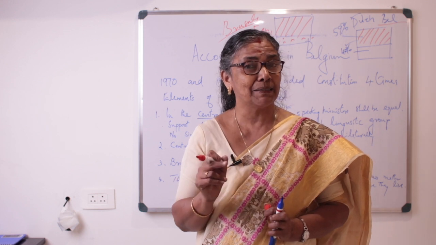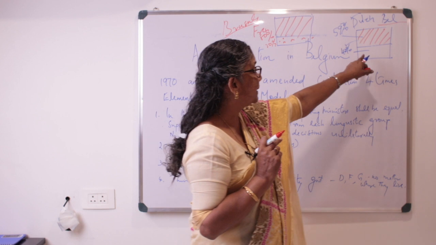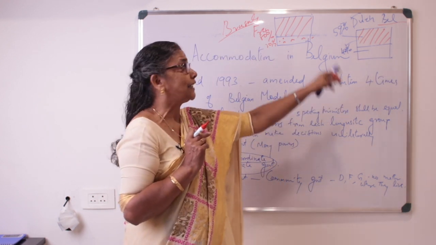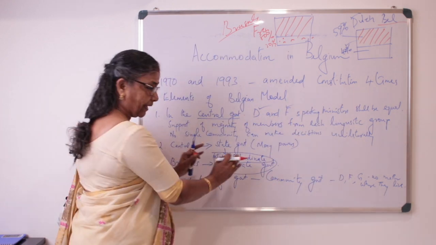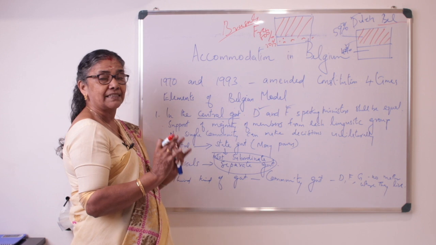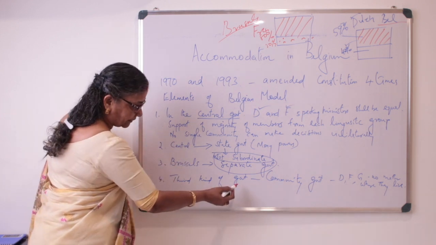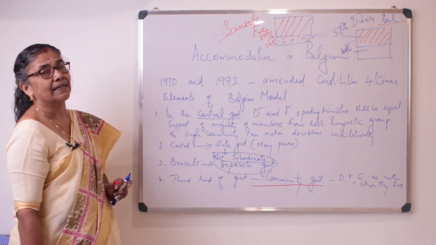Why did they make this type of arrangement? Because Belgium had already made this arrangement, irrespective of majority or minority, equal numbers of ministers. So they agreed, we are also forming a government with an equal number of Dutch and French speaking people. More than that, they formed a third kind of government that we call a community government.